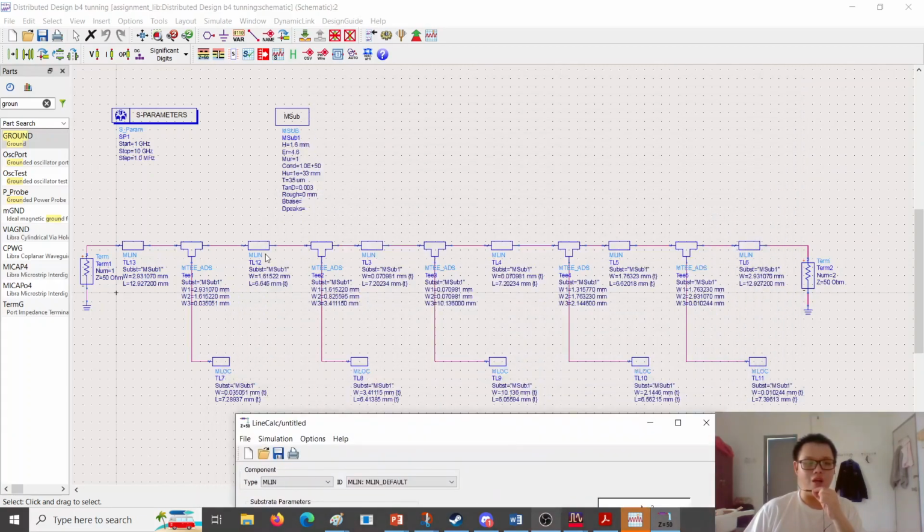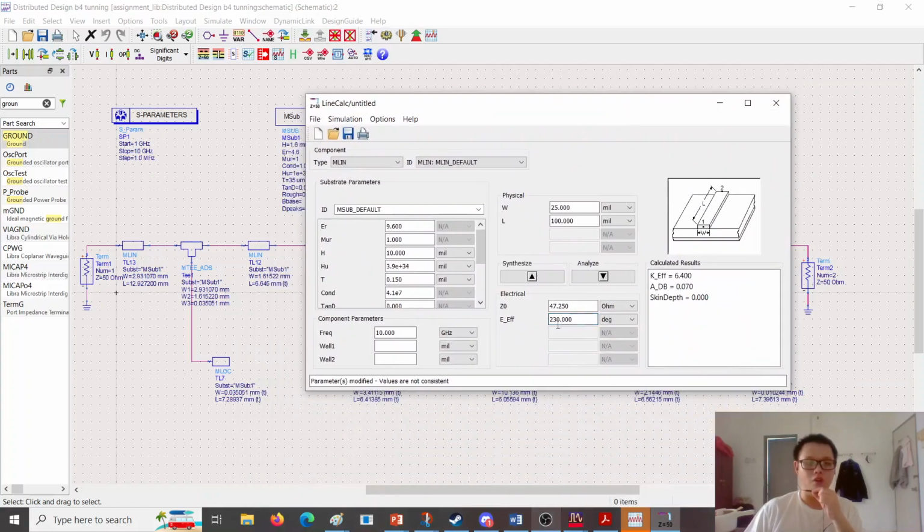If we want to find the other rest, we just put 45 degree, and we press this synthesize and we get the W and L. Just copy the W and L in millimeter and put it at here.